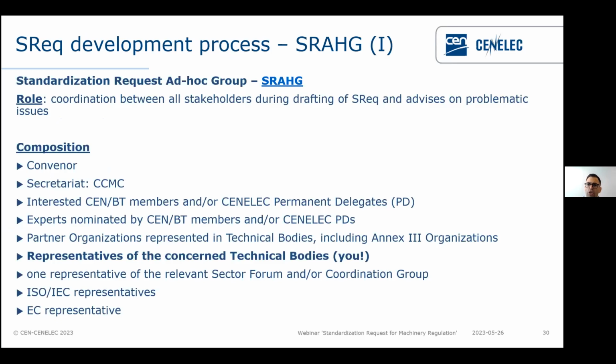On the next two slides, what you will see is exactly what the Standardization Request Ad Hoc Group, that we call the SHRAG, is. The SHRAG basically has two main tasks. The first task is for the stakeholders, meaning the members of the SHRAG, to discuss the content of the first draft standardization request and provide input and comments on those parts which require some improvement because they could be considered problematic. So this is task number one of the SHRAG.